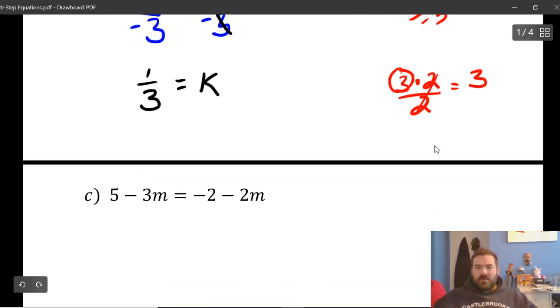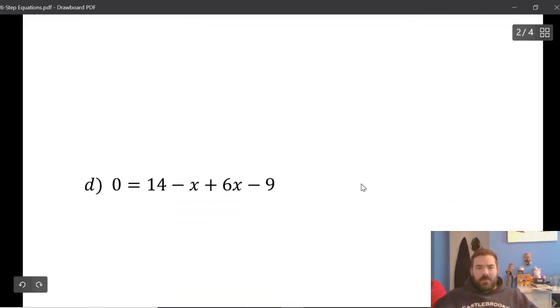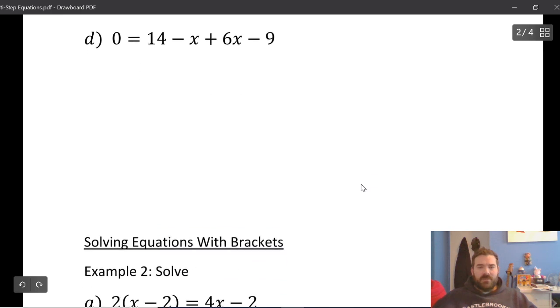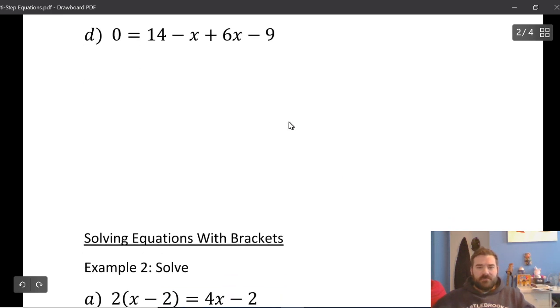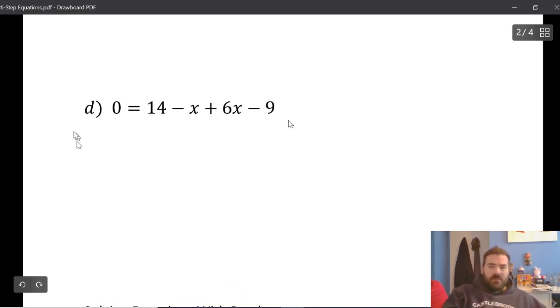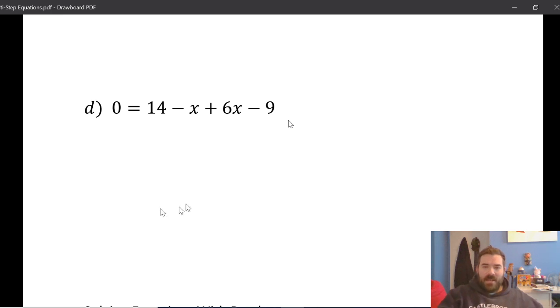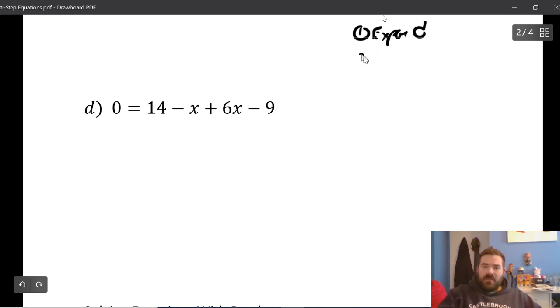All right, let's do a slightly more complicated equation. Let's try this one. And then we'll go into solving equations with brackets. So here I have 0 on one side, and then 14 minus x plus 6x minus 9. So my first step is always to distribute, or expand. I don't have anything to expand here. We will in the next question. So my next step is to simplify. Put everything together that I can before I isolate.